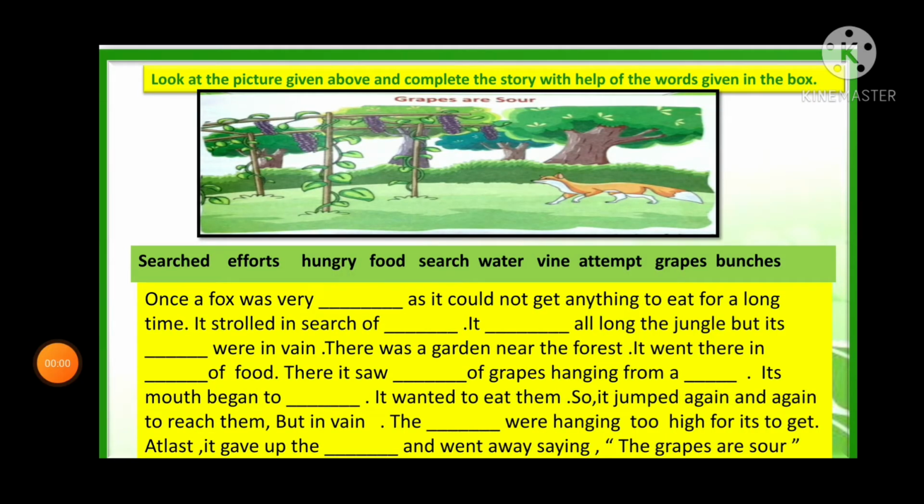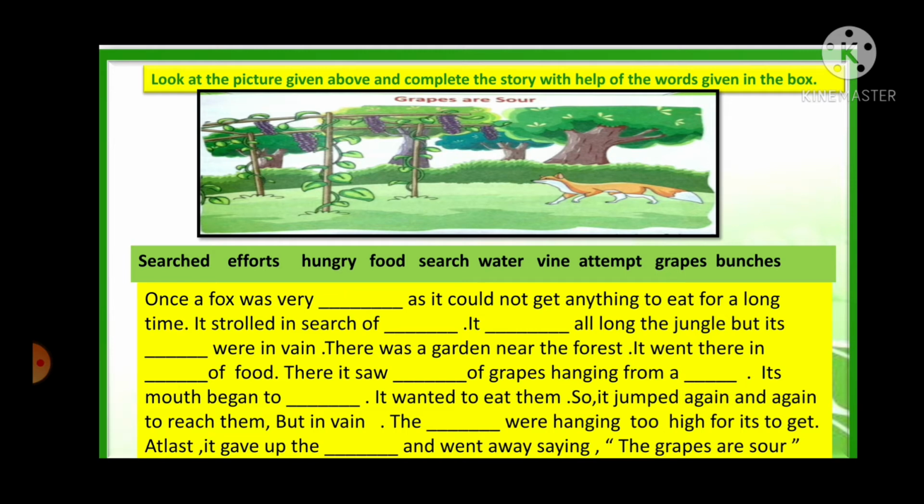Okay, now let us try to complete this story. Look at the picture given above and complete the story with the help of the words given in the box. So they have provided us a picture and they have also given us a story, but we need to fill in the story with the correct words they have provided us in the box. Okay, so first thing we will do is observe the picture very carefully. So what we can see is a fox and there is a grapevine, right? So we can guess the story. It is the story of the fox and the grapes, right?